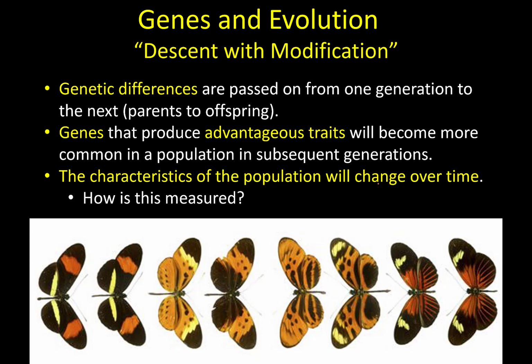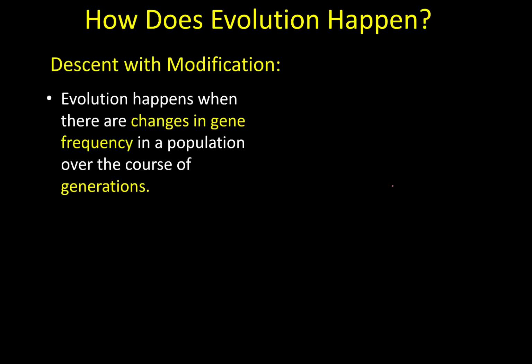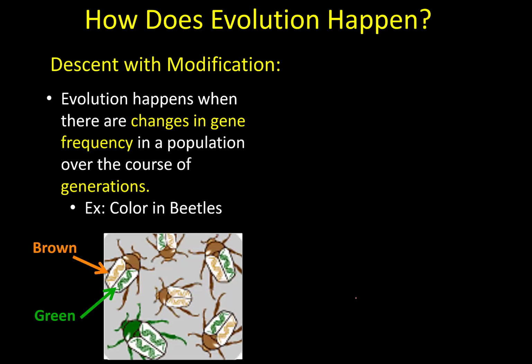How do we measure this? It's by counting those alleles, counting those genetic changes. The commonness of a gene, how common a gene is in a population, is referred to as its frequency. Formally, we say that evolution happens when there are changes in gene frequency in a population over the course of generations. And that's what we saw in our beetles.